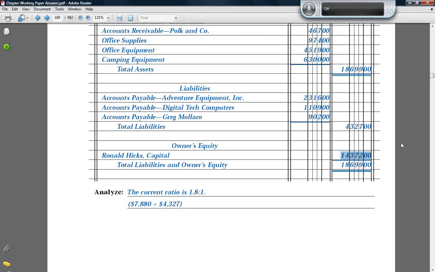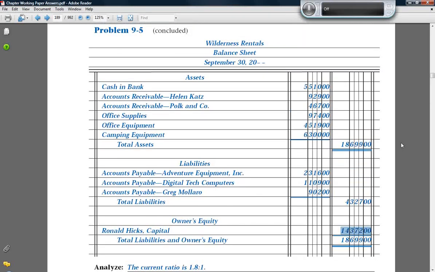It is changed, and that's what will make my assets equal liabilities plus owner's equity. So your balance sheet should look like this, with a change in the capital to bring the permanent accounts up to date from our temporary accounts. So my assets now equal liabilities plus owner's equity.